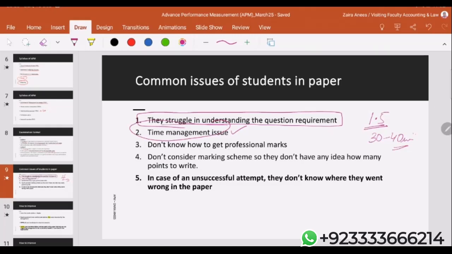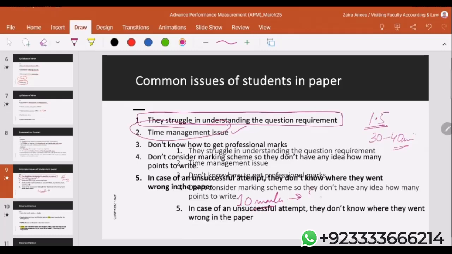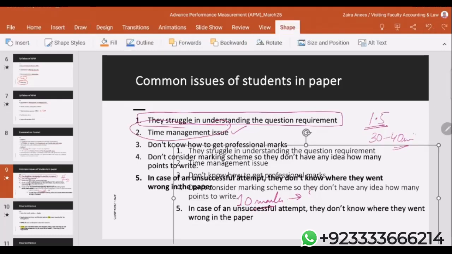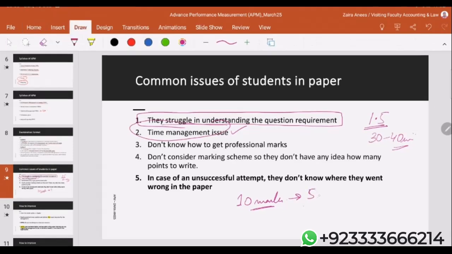The second point is that seeing the marking is key. If it's a 10-mark question, how you are supposed to attempt it? Generally, you have to aim for 5 points.